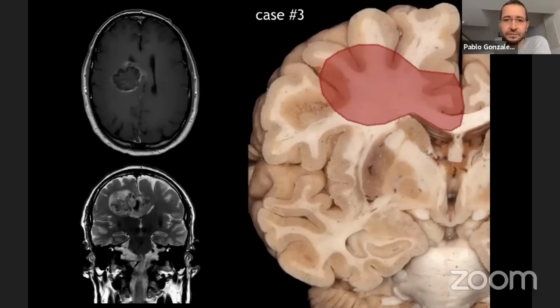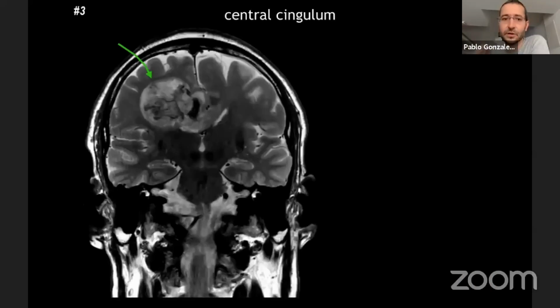He was scared to go to the hospital, and he had some 25, 30 days of progressive hemiparesis, and he came to the hospital in a very bad situation. So we did surgery on Friday, and let me show you that this tumor is mainly growing in the central aspect of the cingulate gyrus.